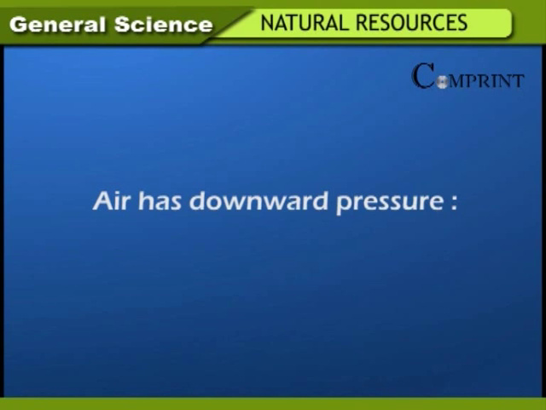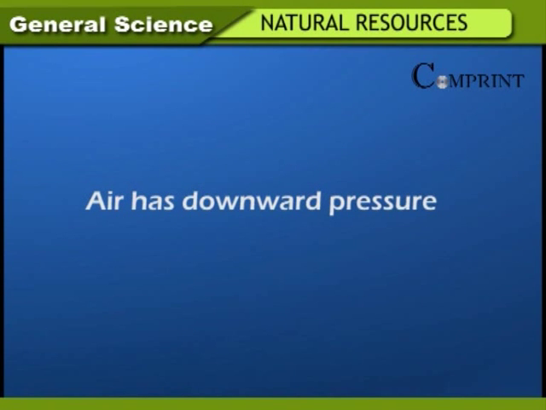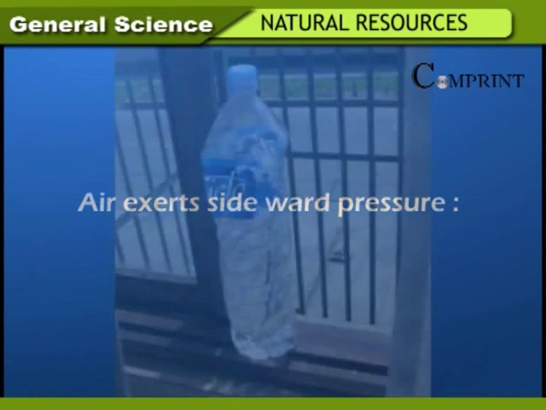Air has downward pressure. You know what happens when bottles and tins filled with water get punctured. The leakage of water from the holes shows that air exerts pressure on the surface of water. It is air that releases water out from a siphon pump. Air has downward pressure.